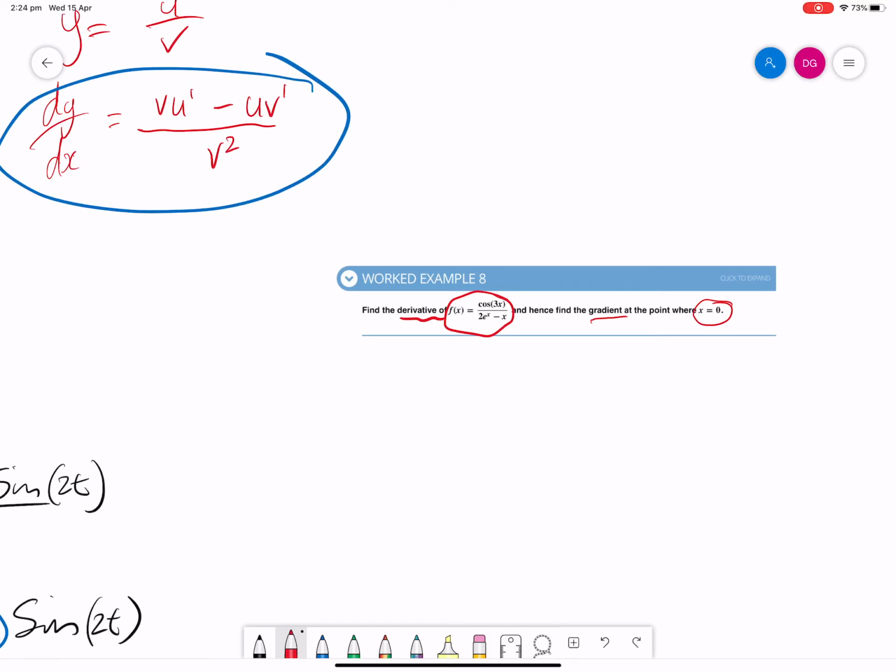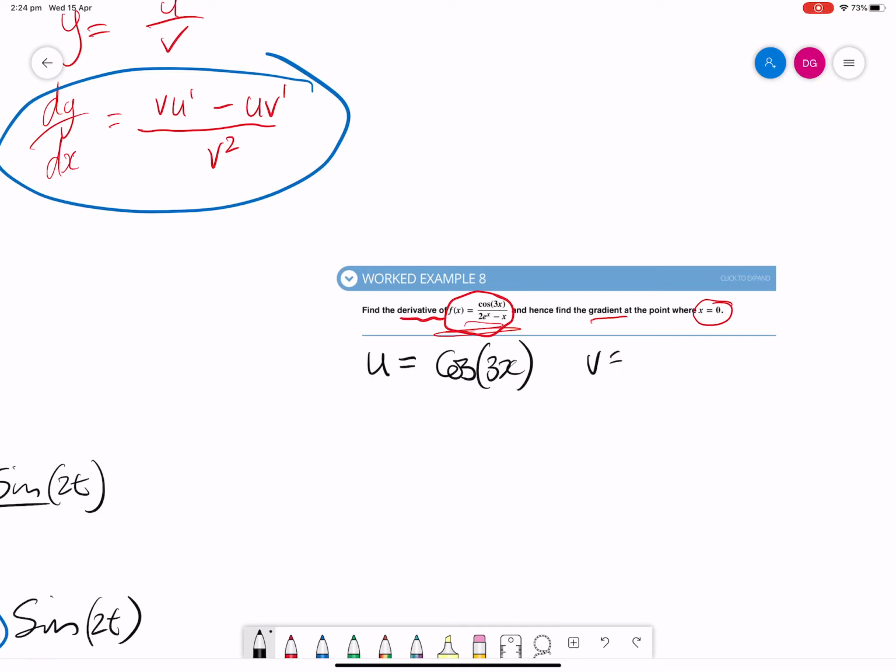So what we're going to do is differentiate this equation first, and then we're going to let x equals 0 in that derivative to work out what the gradient is when x equals 0 on the original function. Sounds really confusing. I'm sort of switching between original function and derivative, but hopefully once we go through the example, it will make a little bit more sense. So again, we need to identify what u and v are. So u is equal to cos 3x.